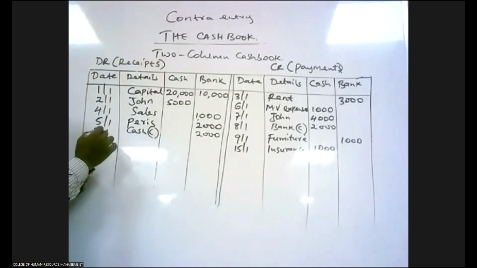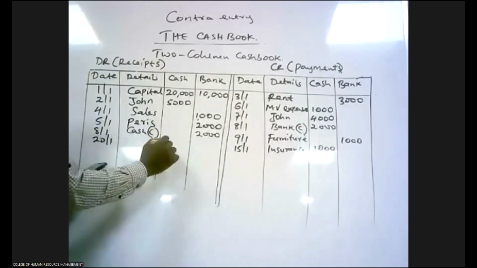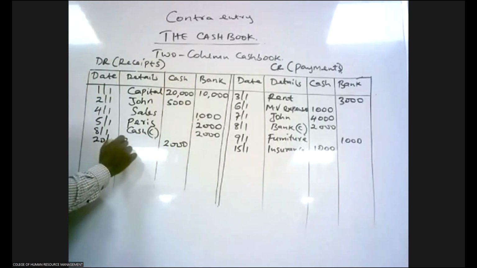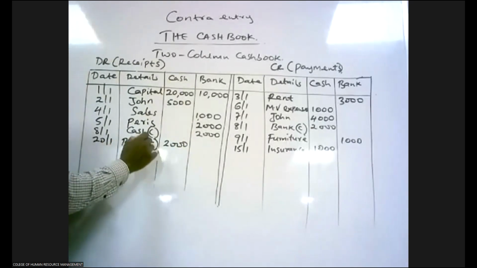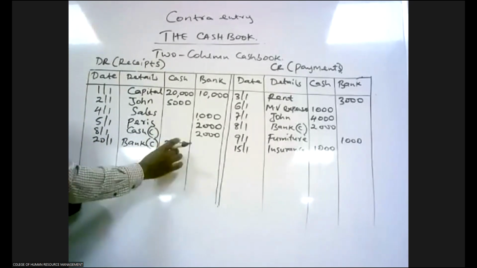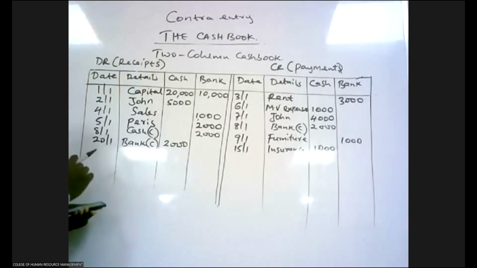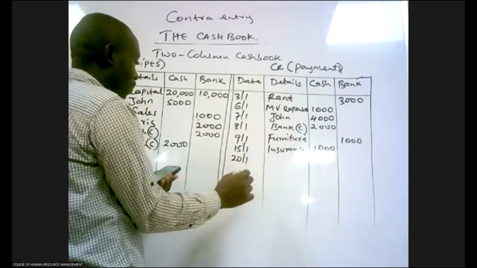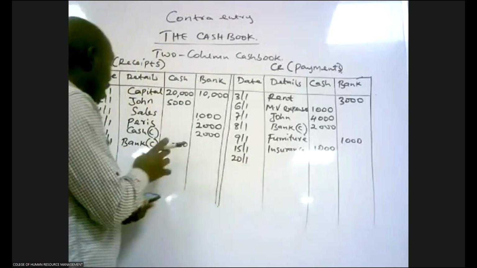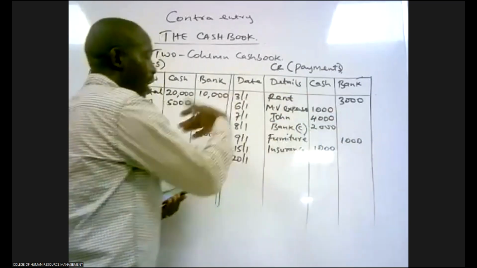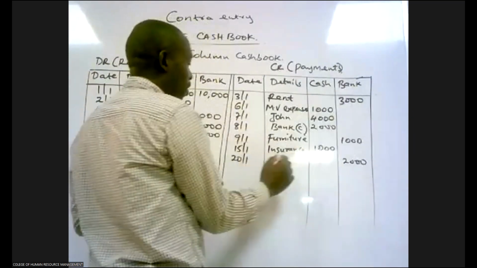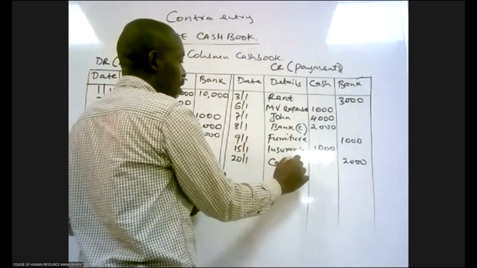So you will come here and say, on 20th/1, there is money that is going to be received here, 2,000 cash, and you write here where it is coming from, the bank. Here we normally write where it is coming from. Then you go to the other side, 20th of January. What happened? Now it is the bank that is paying the cash. So you put 2,000 as a payment in the bank. Then you write here where it is heading to, cash.